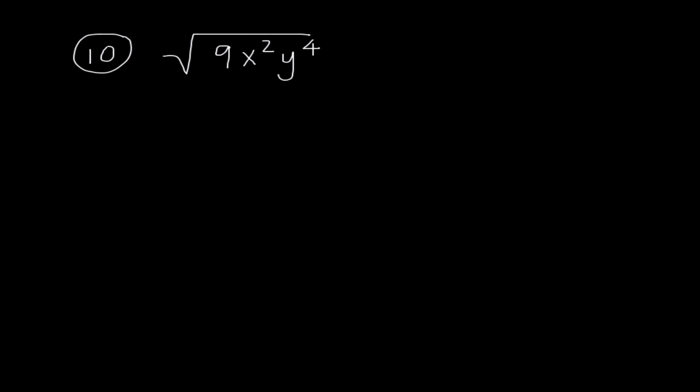Okay, moving on to some variables. Sometimes I think these freak people out, but I actually think it's easier because it's already in factored form. So this first one, we're going to start with something easy. I know 9 is 3 times 3. X squared is like x times x. And y to the 4th is like y times y times y times y.